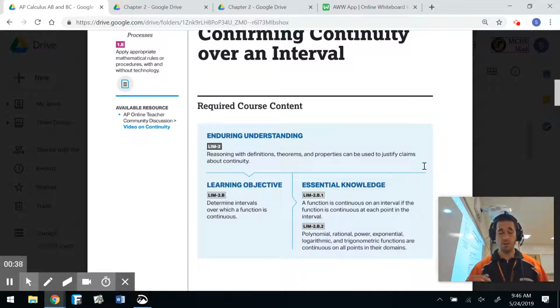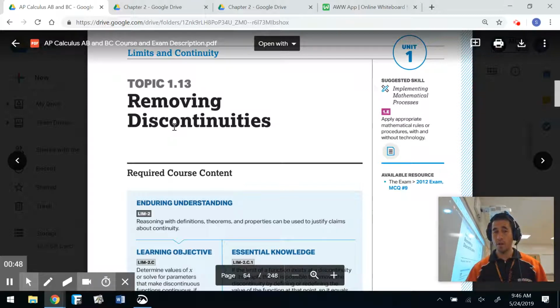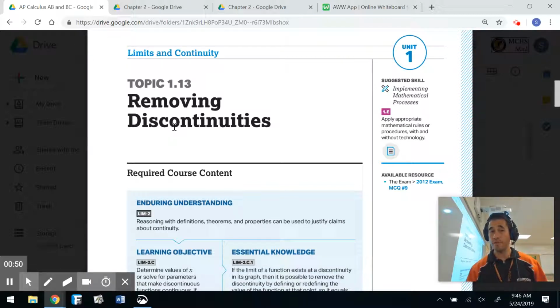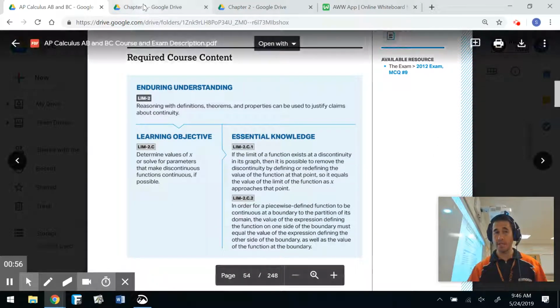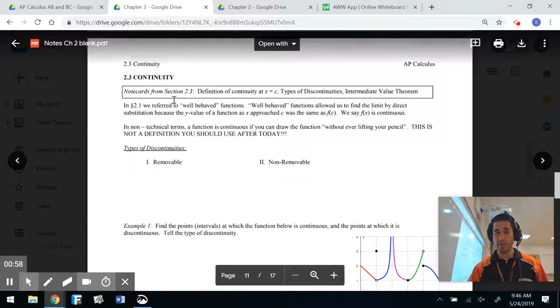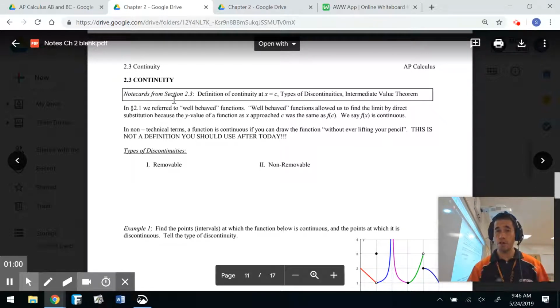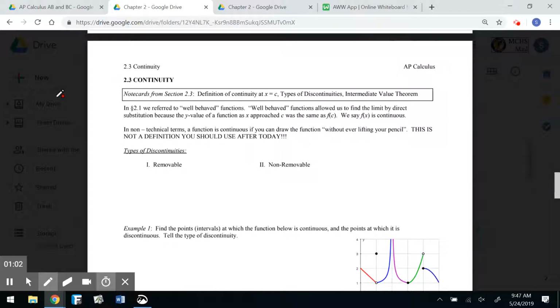Remember to take good notes. Remember to hit pause. I'm going to go through this kind of quickly, so make sure you are bringing your questions tomorrow in class and keep up with those worksheets. I got one more: removing discontinuities, topic 1.13. Those are all of the AP topics we are looking at today. And then we'll get started with this bad boy right here. Take some good notes and do those worksheets. Okay, so here we go.